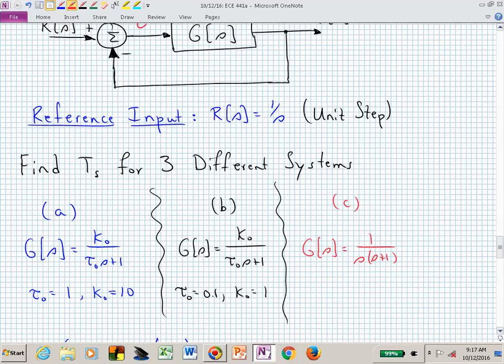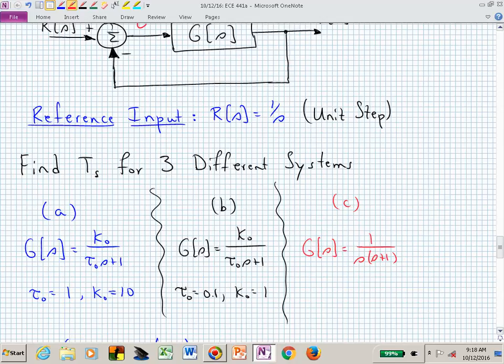K sub 0. Since it's in time constant form, it makes the DC gain just drop right out, doesn't it? We're letting S go to 0. And we have now G of 0 as the DC gain as K0 over 1, or K sub 0. Since we've normalized the denominator constant to be 1 to get it in time constant form. In plant A, or system A, we had this relationship between our time constant and our gain.